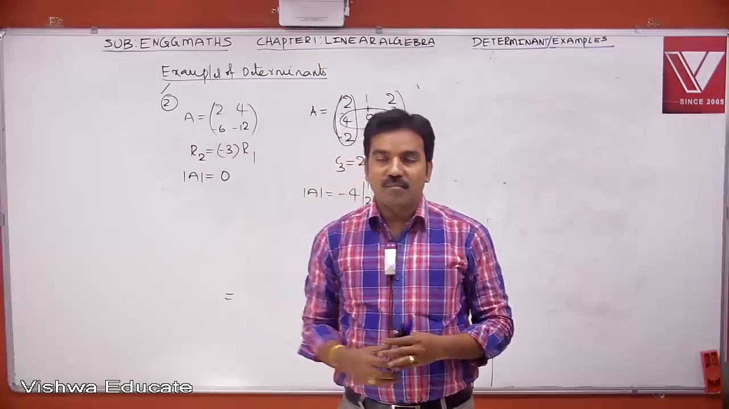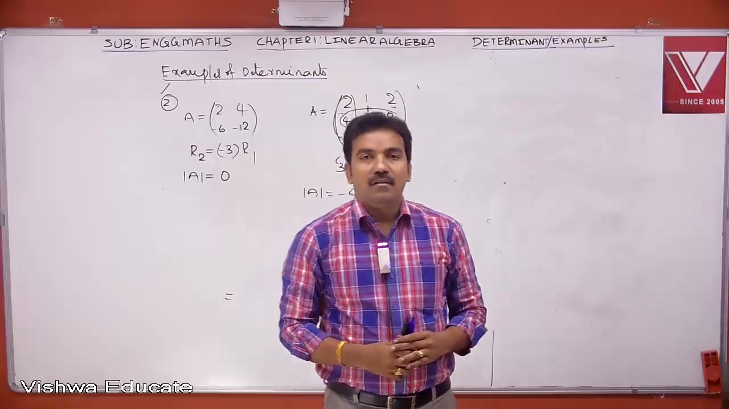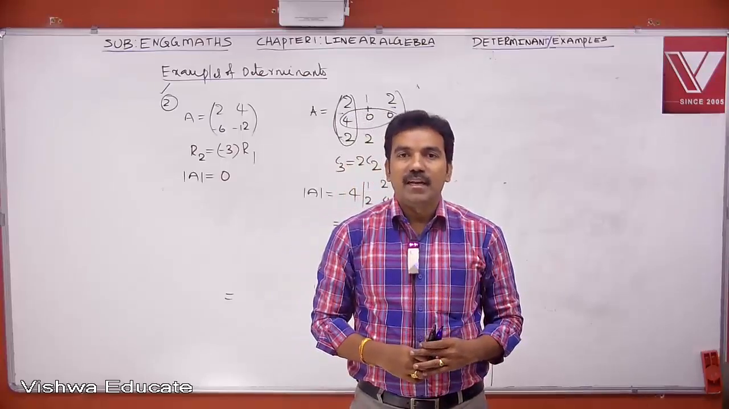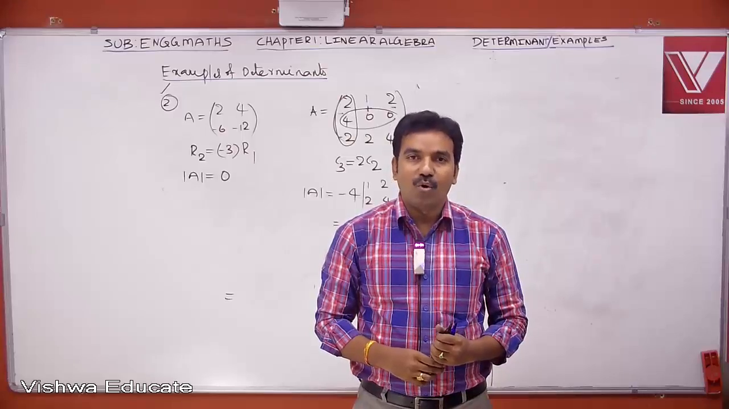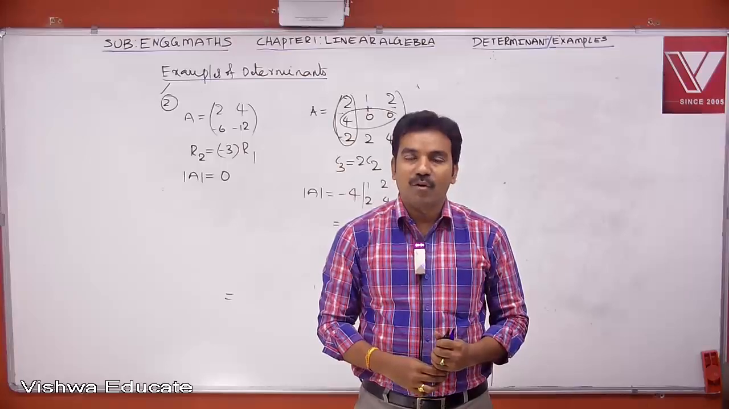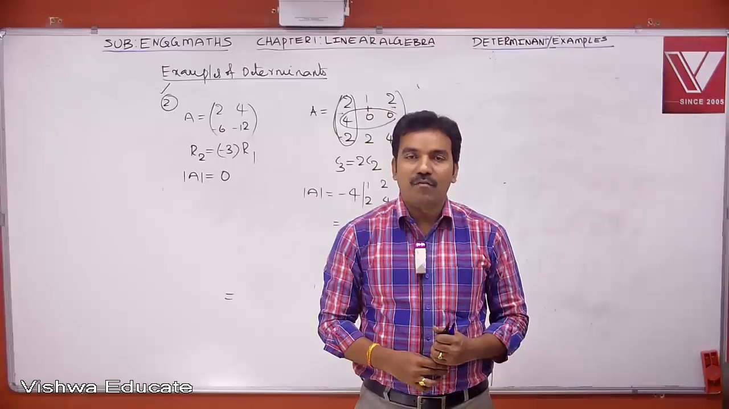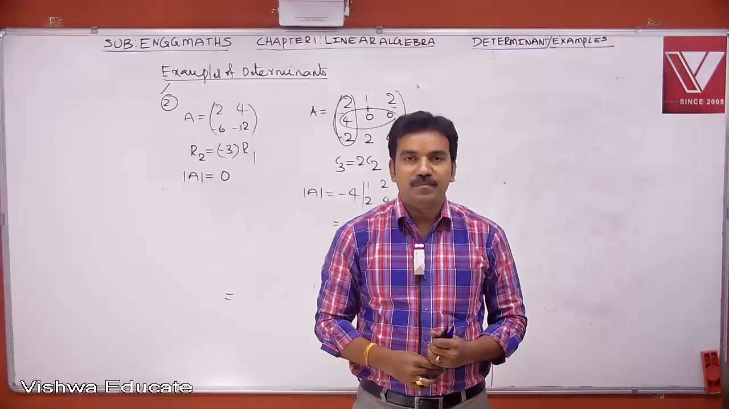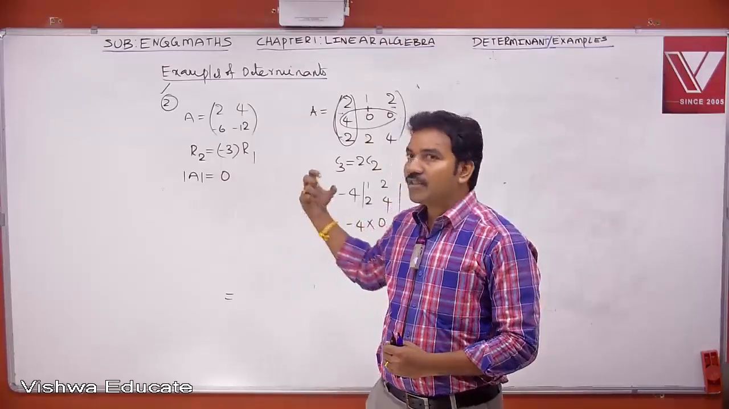Right, conclusion of this example. In any square matrix, if one row is a constant multiple of another row, or one column is a constant multiple of another column, then determinant is 0. See, actually, the first category point is a particular case of this.